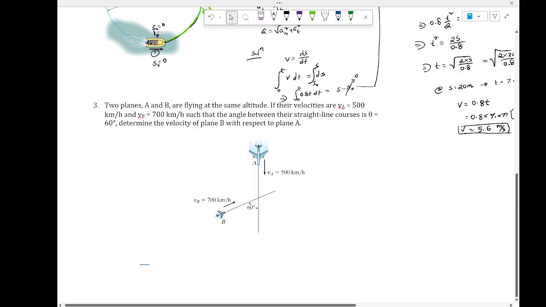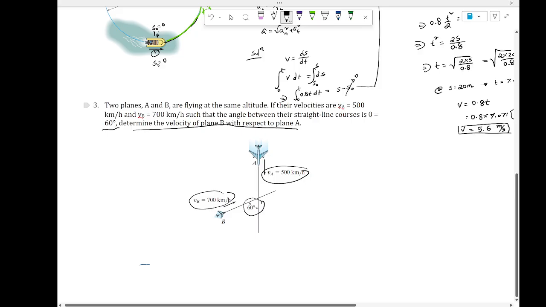So there's two planes, A and B, flying at the same altitude. Their velocities VA and VB are given such that the angle between the straight line course angle is 60 degrees. Two velocities are given for these two planes. Determine the velocity of plane B with respect to plane A. This one is a very straightforward problem.